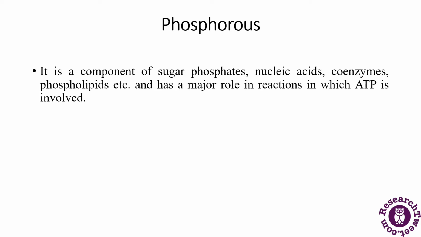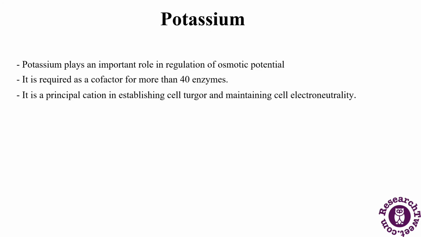The next essential element or macronutrient is potassium. It plays an important role in the regulation of the osmotic potential. It is required as a cofactor for more than 40 enzymes, and it is a principal cation in establishing the cell turgor and maintaining the neutrality of the plants. So they help in the cell turgor pressure, and it also plays a major role in the osmotic potential of the plant. Osmotic potential relates to the movement of molecules from a region of high concentration to a region of lower concentration, and potassium plays a major role in its regulation.